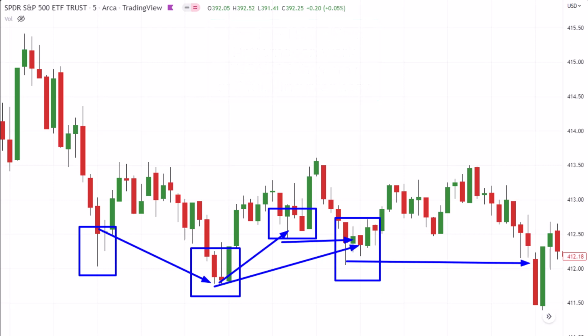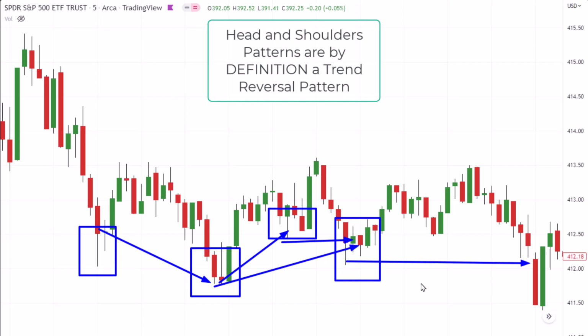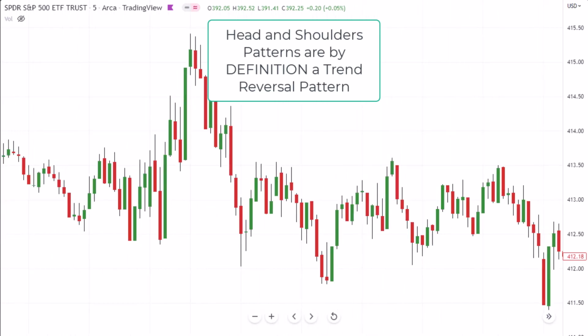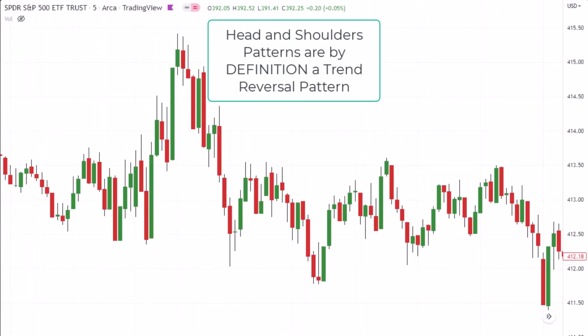So first of all, that was not an inverse head and shoulders pattern. How do we know that? Number one is because it was not the end of a trend. A head and shoulders pattern, or inverse in this case, is by definition a trend reversal pattern. So again, let's dive deeper into the scaling of this. As you can see, before you can identify a head and shoulders pattern, there must be a big trend before it.